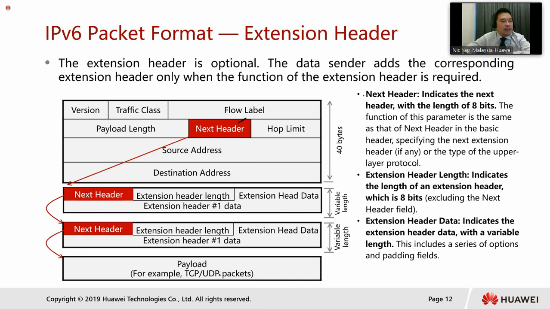The next header indicates the next header with a length of 8 bits, and the function of this parameter is the same as the next header in the basic header. This header and this header carry the same information. It depends on how you specify the relationship between these two. So that is how we define the next header information. We need to know what information can be added in by using the next header.